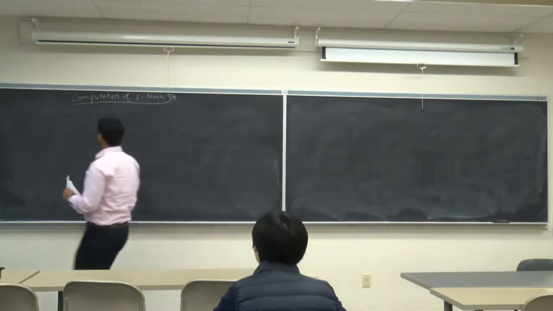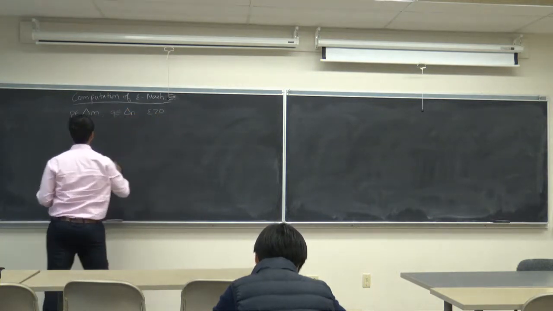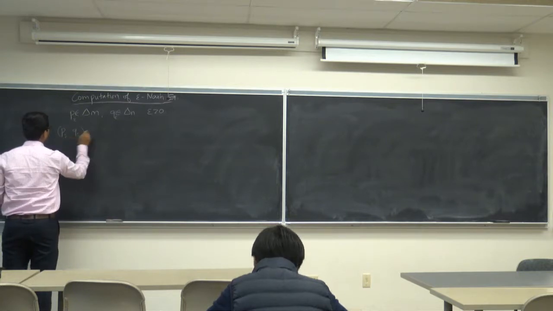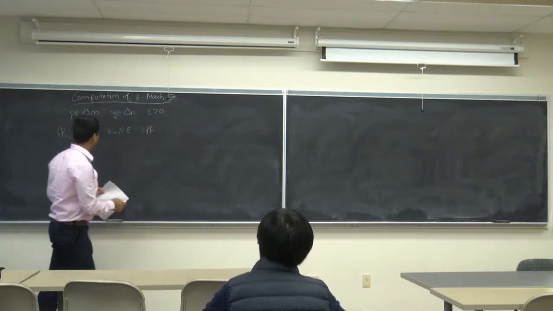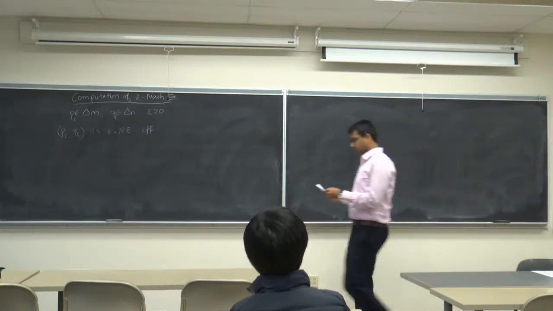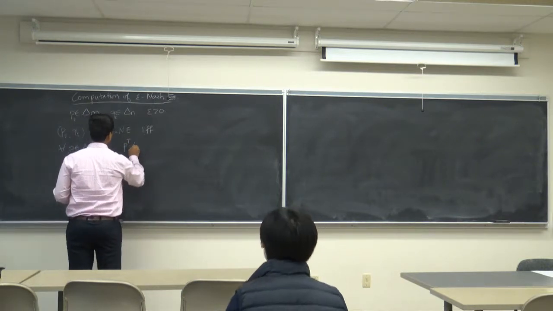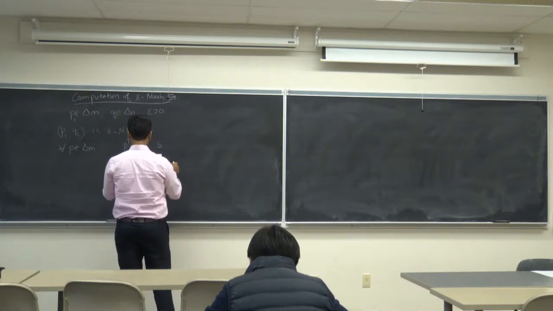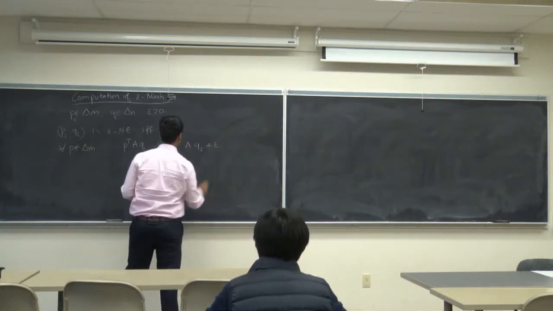So we have P in delta M, Q in delta N, epsilon greater than 0. Let me make it P epsilon, Q epsilon, and this P epsilon, Q epsilon is an epsilon Nash equilibrium if and only if for every P in delta M, P transpose A Q epsilon is less than or equal to P epsilon transpose A Q epsilon plus epsilon.